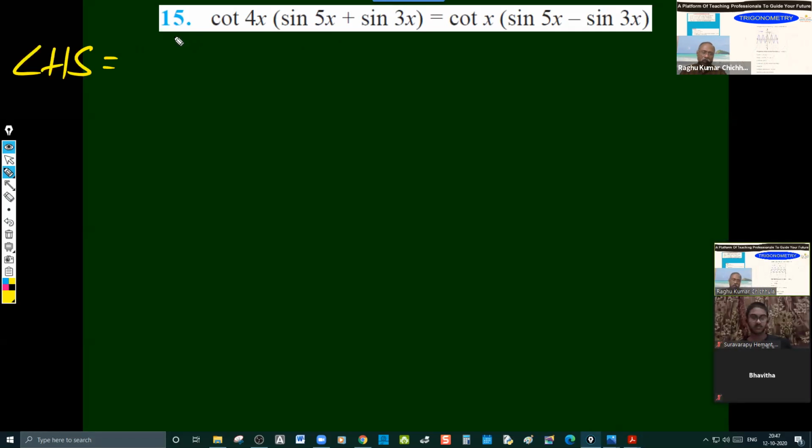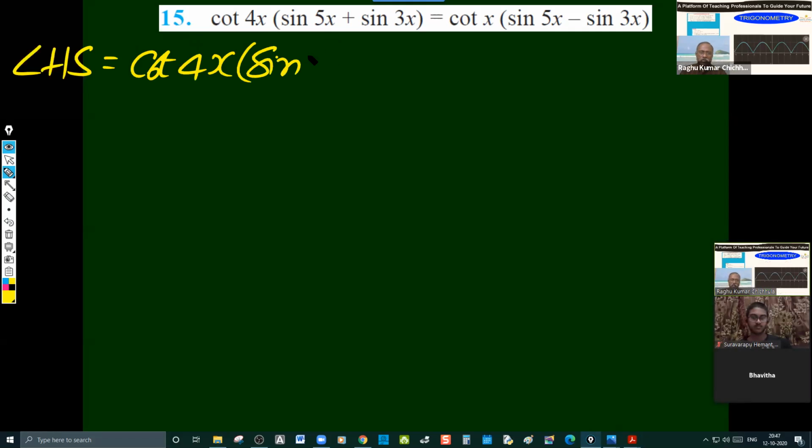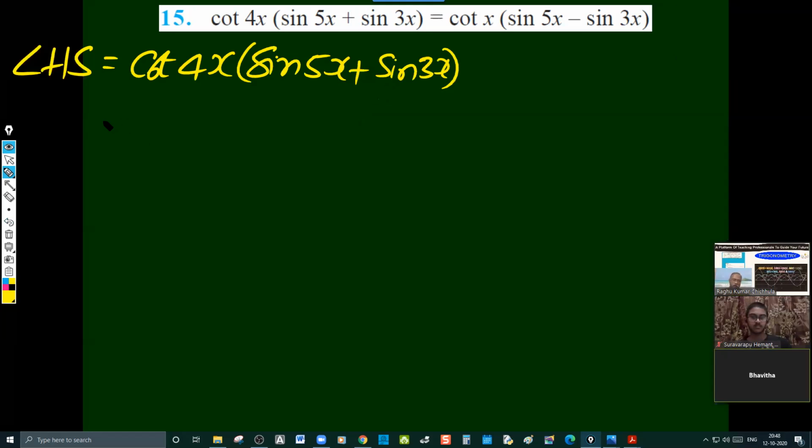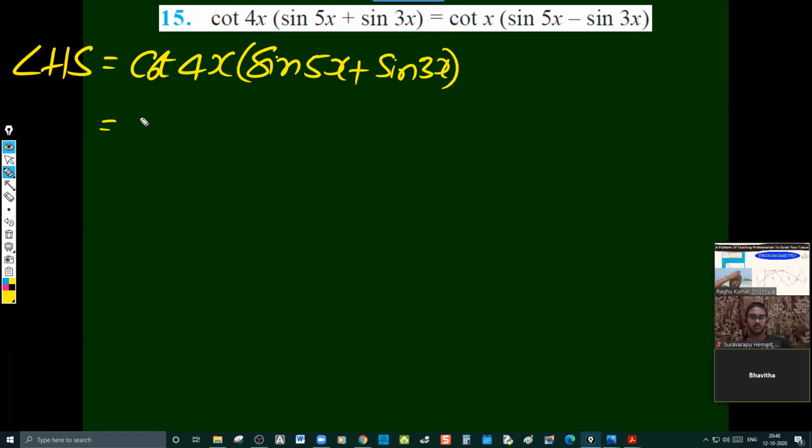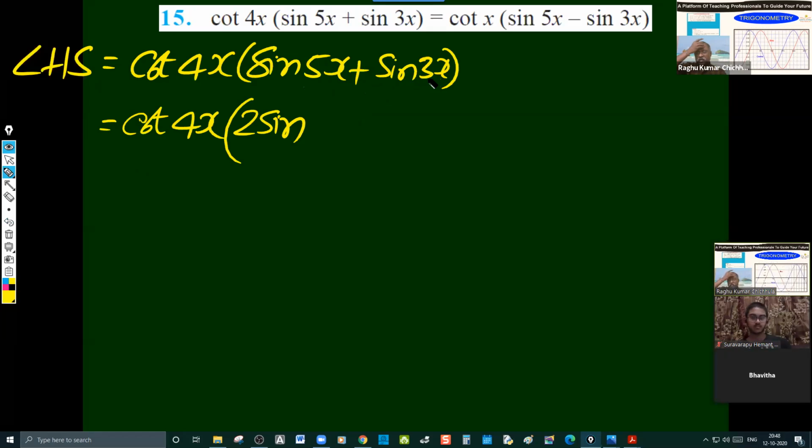Come on. What I expect from you, LHS simplification will be given by Bhavita and RHS will be given by Maurya. Come on. Cot 4x into sine 5x plus sine 3x. Yes, Bhavita. Tell me. Cot 4x into, that's good, 2 sin 4x. That is C plus D by 2, Maurya. 5x plus 3x, 8x by 2, 4x. That's good. Cos C minus D by 2, 5x minus 3x by 2, 2x by 2, x.